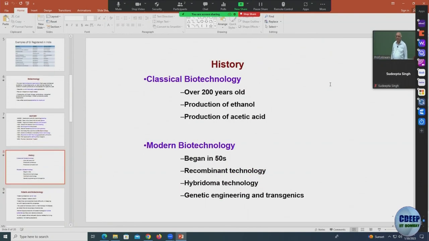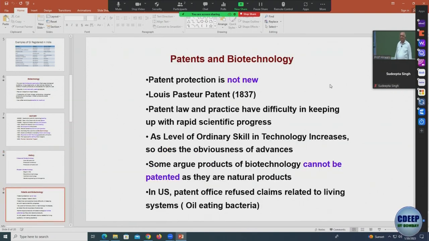So, actually you can divide it into two parts. One is classical biotechnology, which is over 200 years old, right from production of alcohol, ethanol, acetic acid, vinegar. Then the modern biotechnology which began after the 50s: recombinant, hybridoma, genetic engineering, transgenic. Again, patent protection is not new to biotechnology. Pasteur got his patent way back in 1837, for pasteurization.